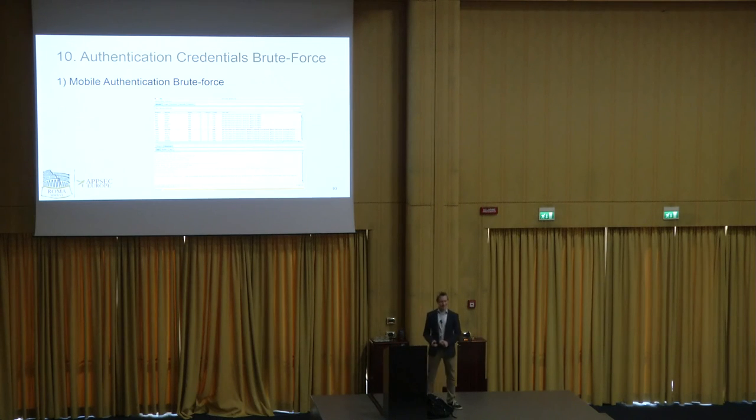Last but not least, the final vulnerability is about authentication credentials brute force. Basically, Instagram. As I've told you, the usernames are public, and they are enumerable because their UUIDs are incremental. So an attacker can easily build a list of all the usernames of Instagram. And it's the username that you need to use to log in. It's not the email address.